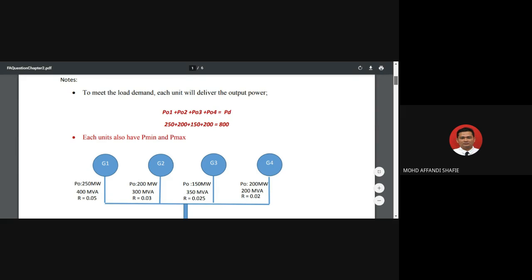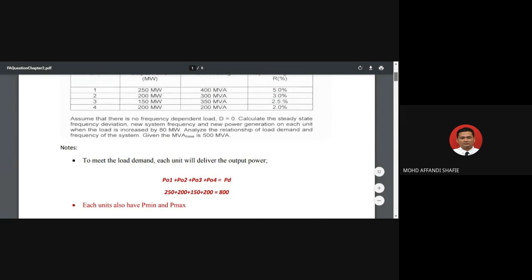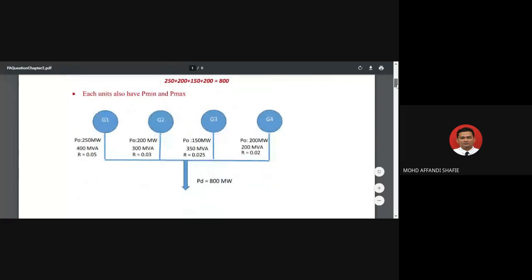So kat sini dia apa? So PO1 250, PO2 200, PO3 150, PO4 200 megawatt G4. PD is equal to 800. So ni keadaan dia sebenarnya. Dalam keadaan steady state, the PD equal to 800 and then the frequency is 50 Hz.